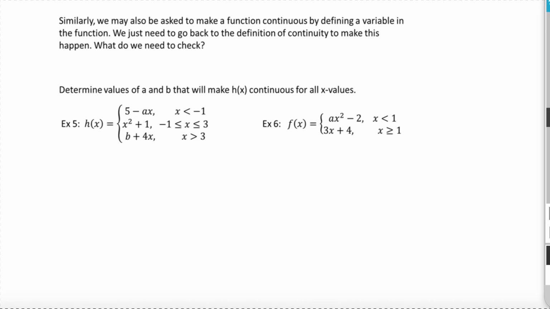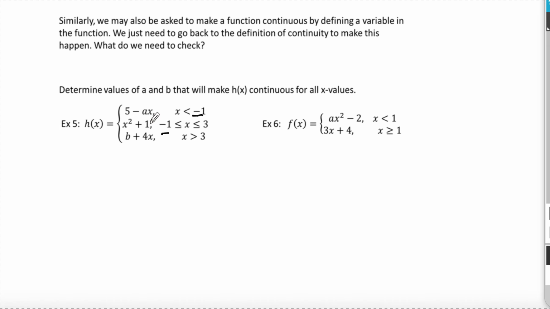All right. So if we want to make this function continuous for all values, let's take a look. It looks like we got two different kinds of breaking spots in this function. We got one at -1, so let's start with that one. If h of x is going to be continuous at -1, we have to have a point. So when x is -1, do we have a point? Yeah, we sure do. If we plug in -1, I get -1 squared plus 1, so that'll be 2. So we'll have a point.